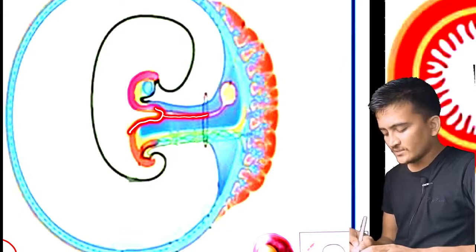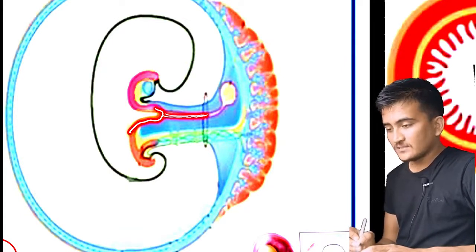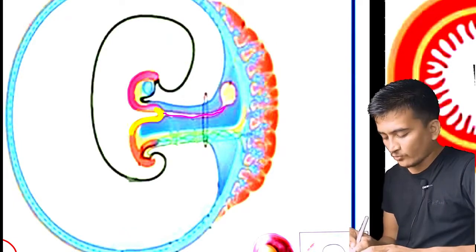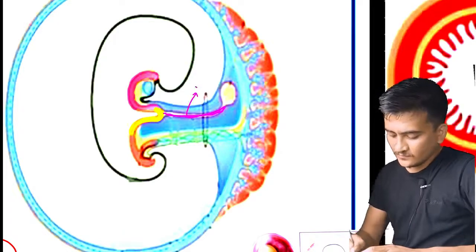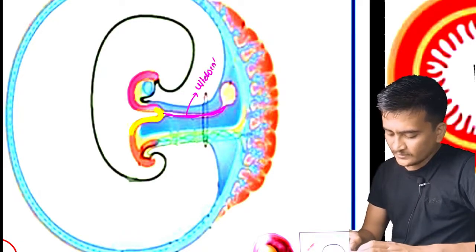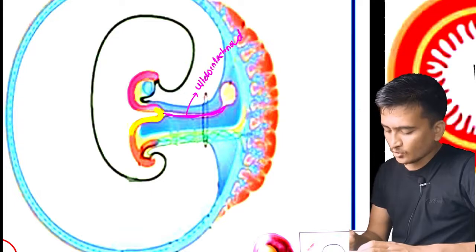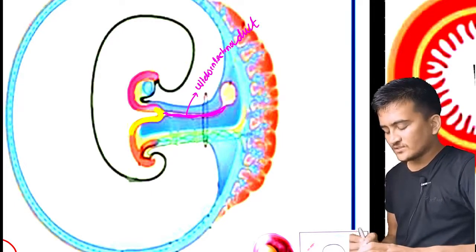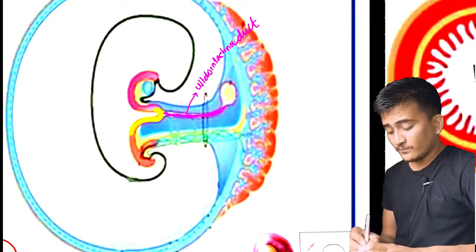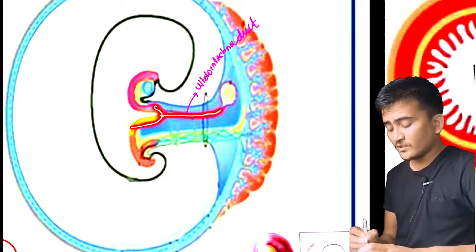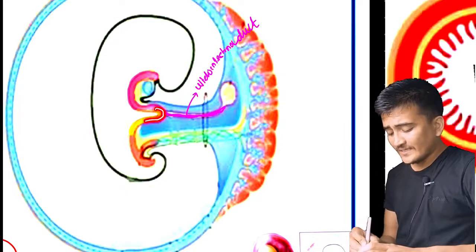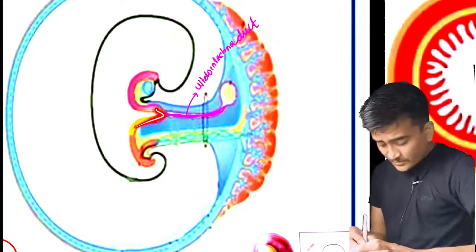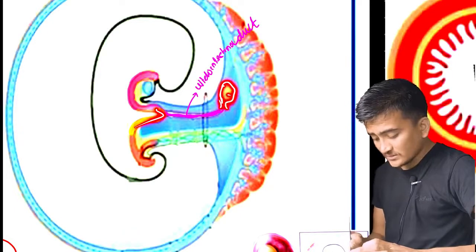And you can see, what is this? This is the vitellointestinal duct that we were talking about. What is this vitellointestinal duct? It is a diverticulum of the midgut, right? Now, what it is doing is, it is providing the means of communication for our midgut and our yolk sac. This is the yolk sac.